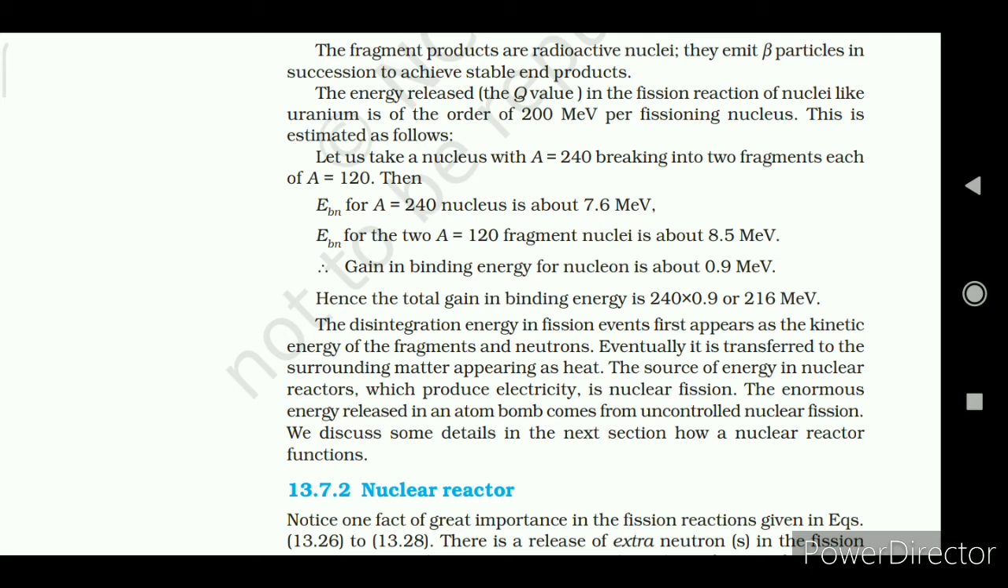And if we consider the combination, the net effect is that 4 hydrogen nuclei plus 2 electrons give helium plus 2 neutrinos plus gamma rays plus 26.7 mega electron volt energy. Thus, 4 hydrogen atoms combine to form a helium atom with a release of 26.7 mega electron volt energy.